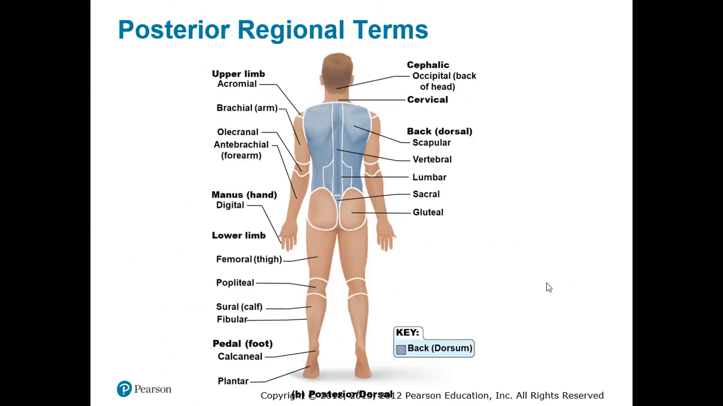Here is our posterior view. So just like the anterior, you guys can go ahead and pause this video and fill this in on your notes. One thing I love is that there are duplicates, so hopefully it'll help you study, and there's not near as many terms. Couple terms you don't have to label are the upper limb, your manus, lower limb, and pedal, and then even your back and cephalic. But all those other parts are pretty good things to label.